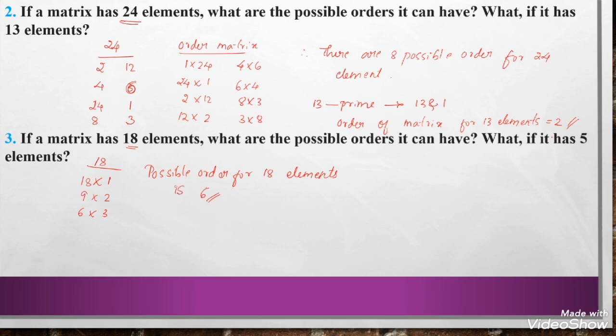What if it has 5 elements? Basically 5 is a prime number, therefore it has only 2 orders, that is 5 cross 1 and 1 cross 5. Now, any doubts? Just write your doubt in the comment box. Then move on to the next one.